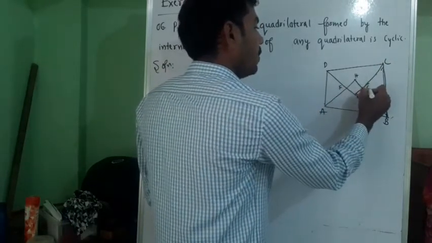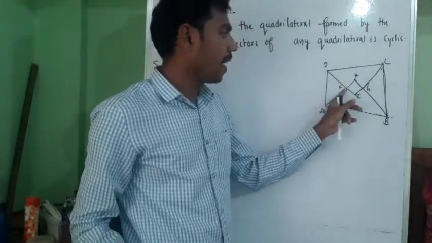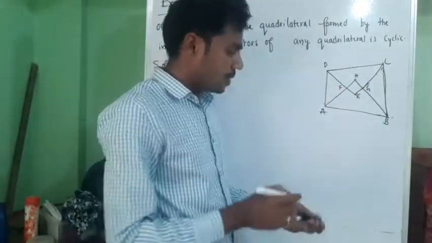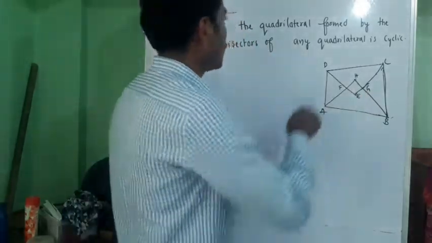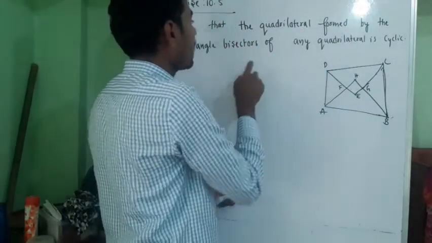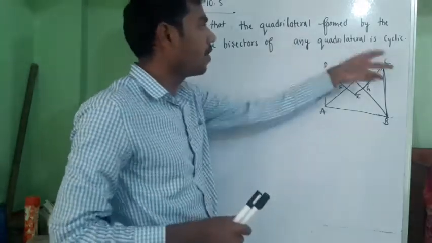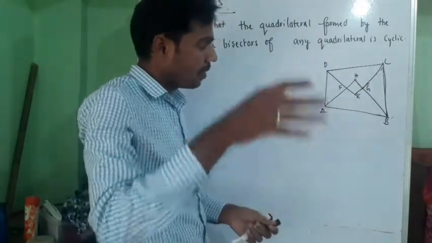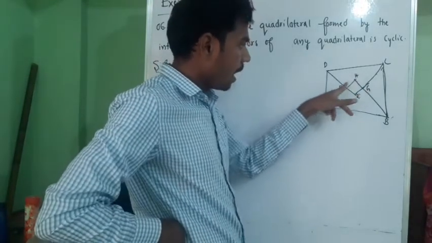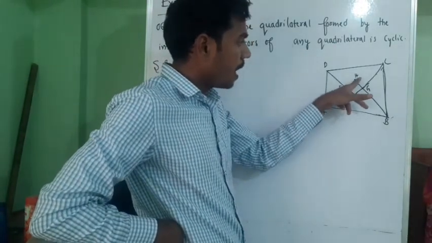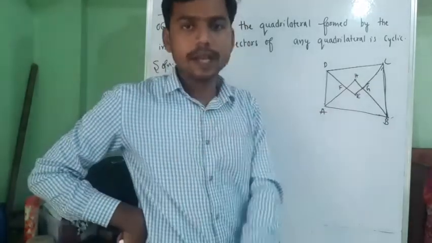So the intersecting points of the angle bisectors be F and G respectively. So what they are telling is that the quadrilateral formed by the internal angle bisectors of any quadrilateral is cyclic. So then what we need to prove? We need to prove HFE plus HGE is equal to 180 degrees.